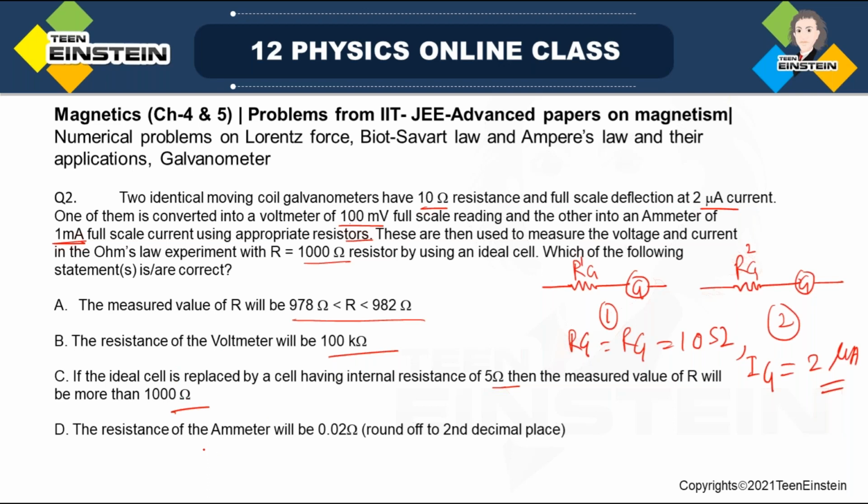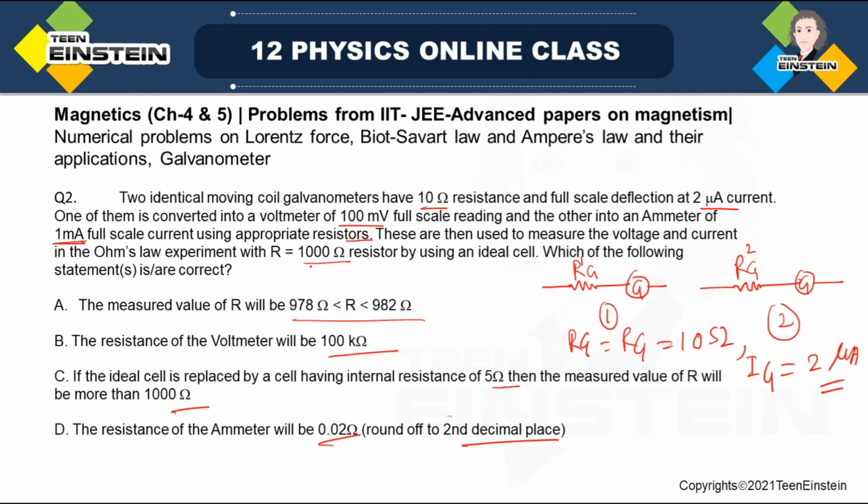Okay, and the resistance for the last option is: the resistance of the ammeter will be 0.02 ohm, rounded off up to the second decimal. We'll see which option or which are the correct options here. Okay, so let us work with this information first.